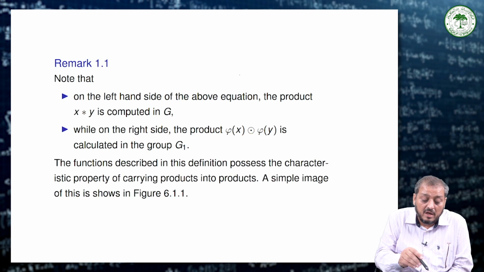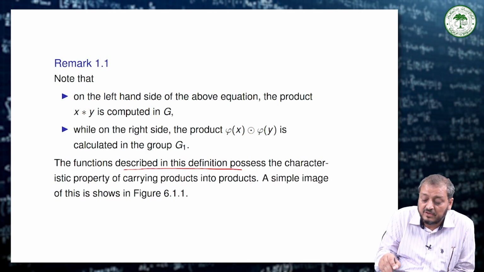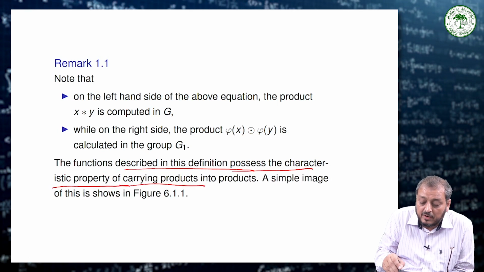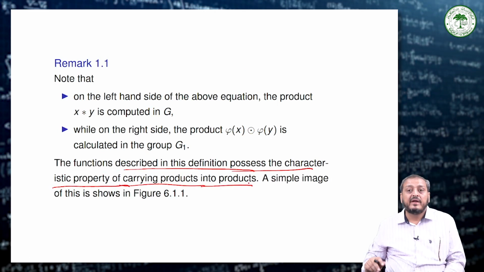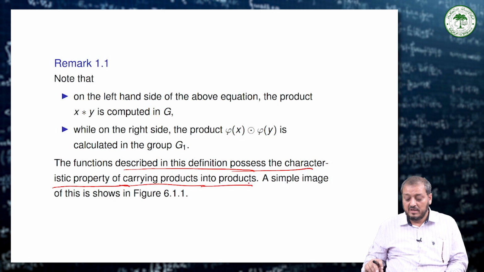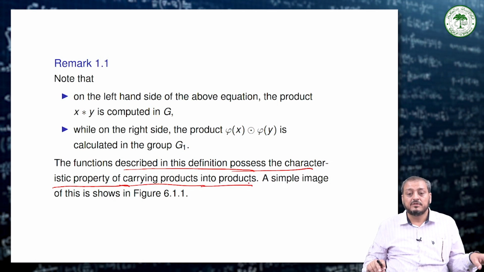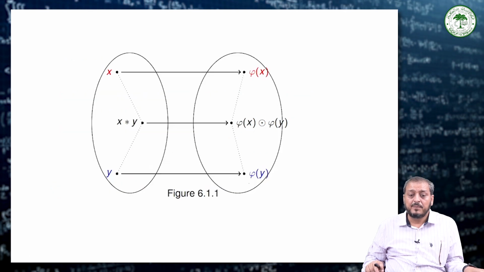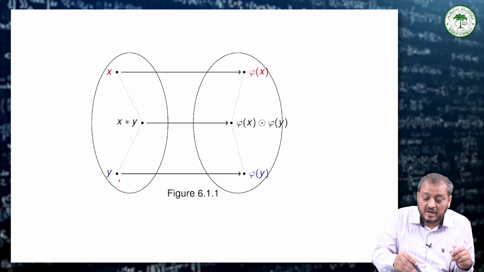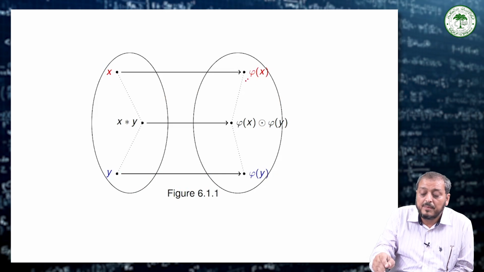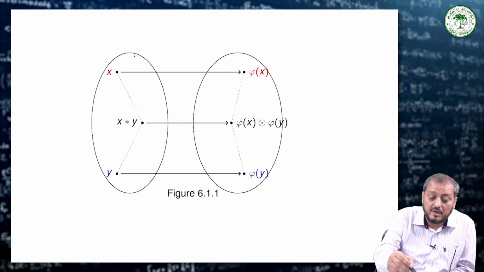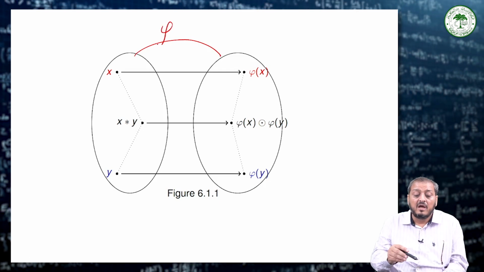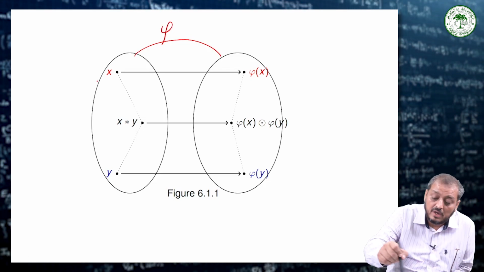So, the functions described in this definition possess the characteristic property of carrying the product into the product, and we can say that the simplest image of this can be represented in this form: I take a y, then this is mapping to this. You have a map as a function, you have a psi, and then x is mapping to phi x.